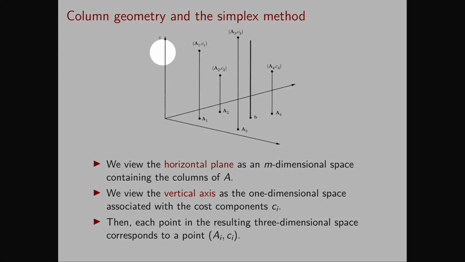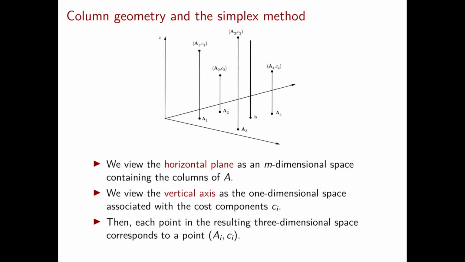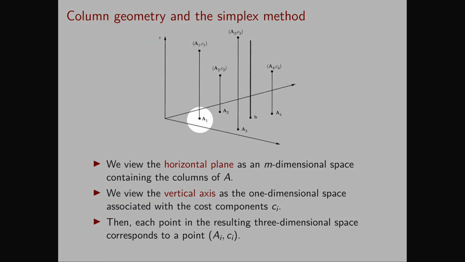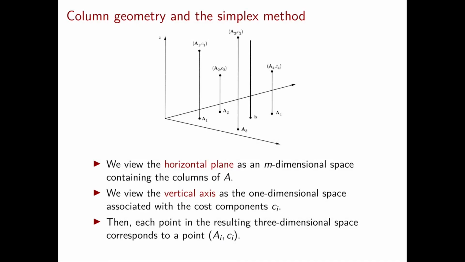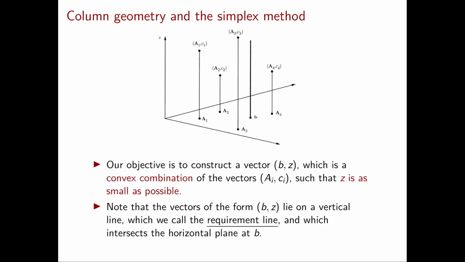In this picture, I also have a vertical axis. This corresponds to a one-dimensional space that is associated with the cost components c_i. So while in the horizontal plane I can draw A1, in the full space I can draw (A1, c1). And of course the same thing happens for all the other (A_i, c_i), for i that goes from 1 to n. In our linear programming problem, our objective is to construct a vector (b, z), which is a convex combination of the vectors (A_i, c_i), such that z is as small as possible.